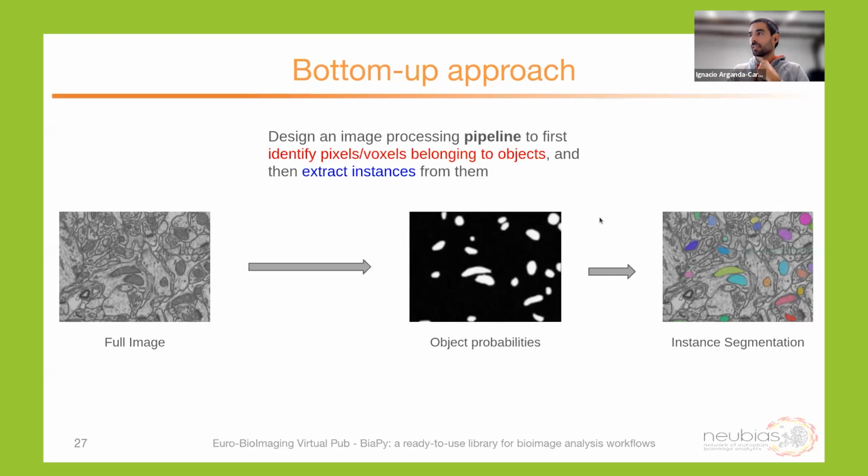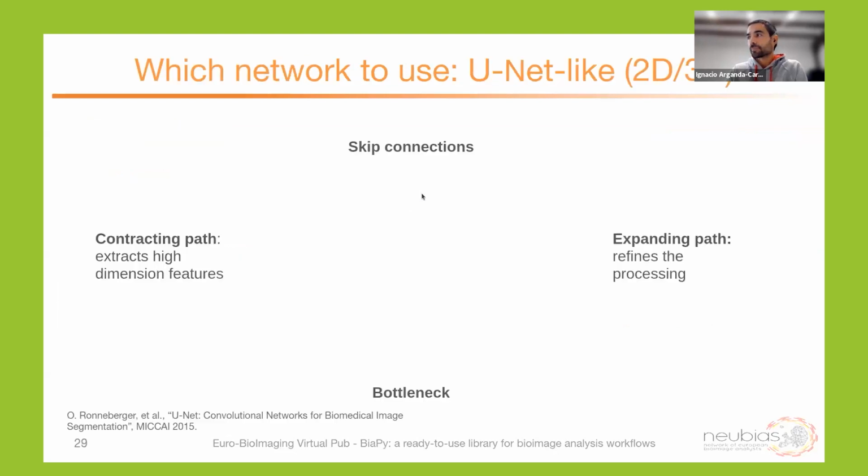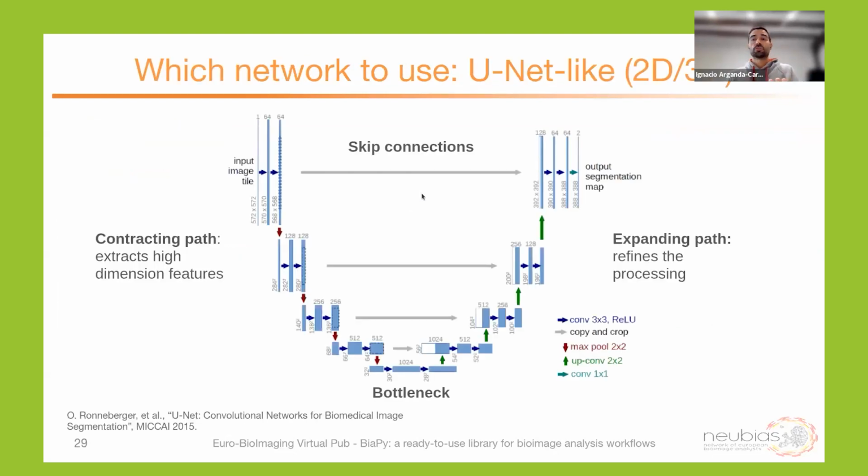So we need to design a whole workflow. Well, in this case, let's imagine that we're just using images of this size to first identify the pixels or voxels belonging to the objects and then extract the instances in a second step. So for object probabilities, we know the state of the art is usually a semantic segmentation network. And for instance extraction, we'll see later.